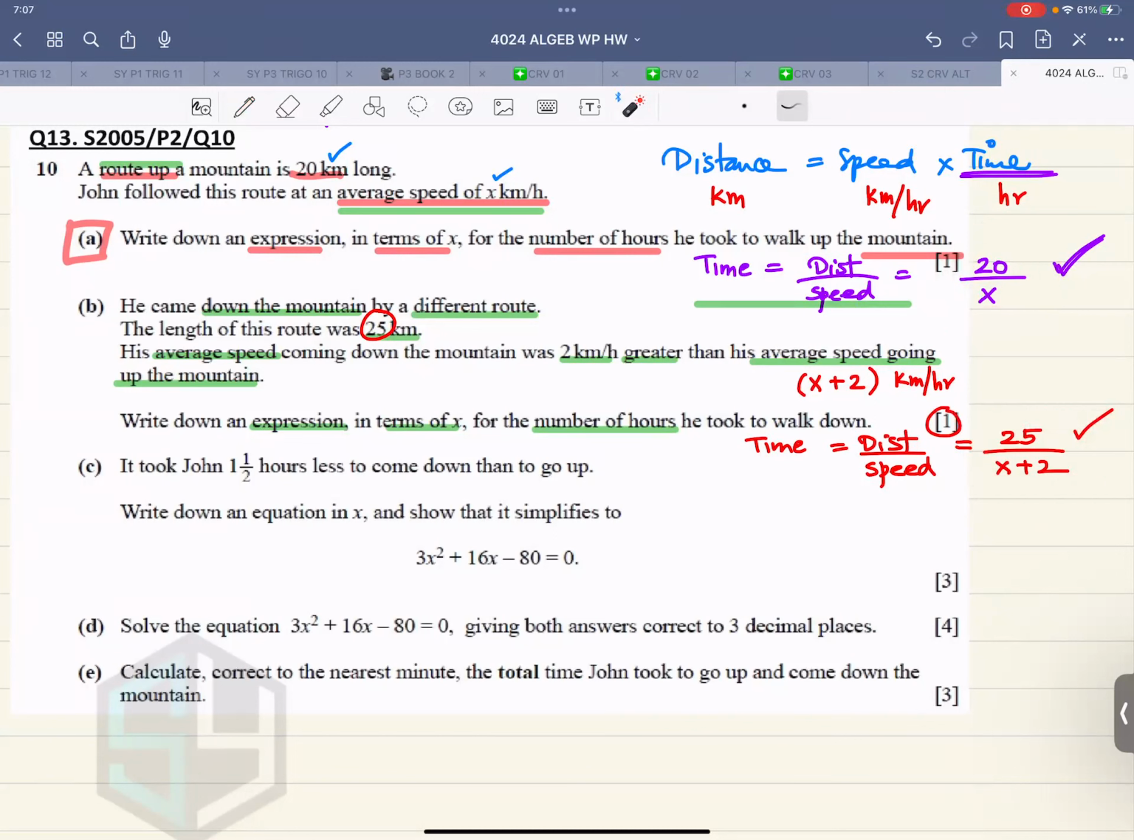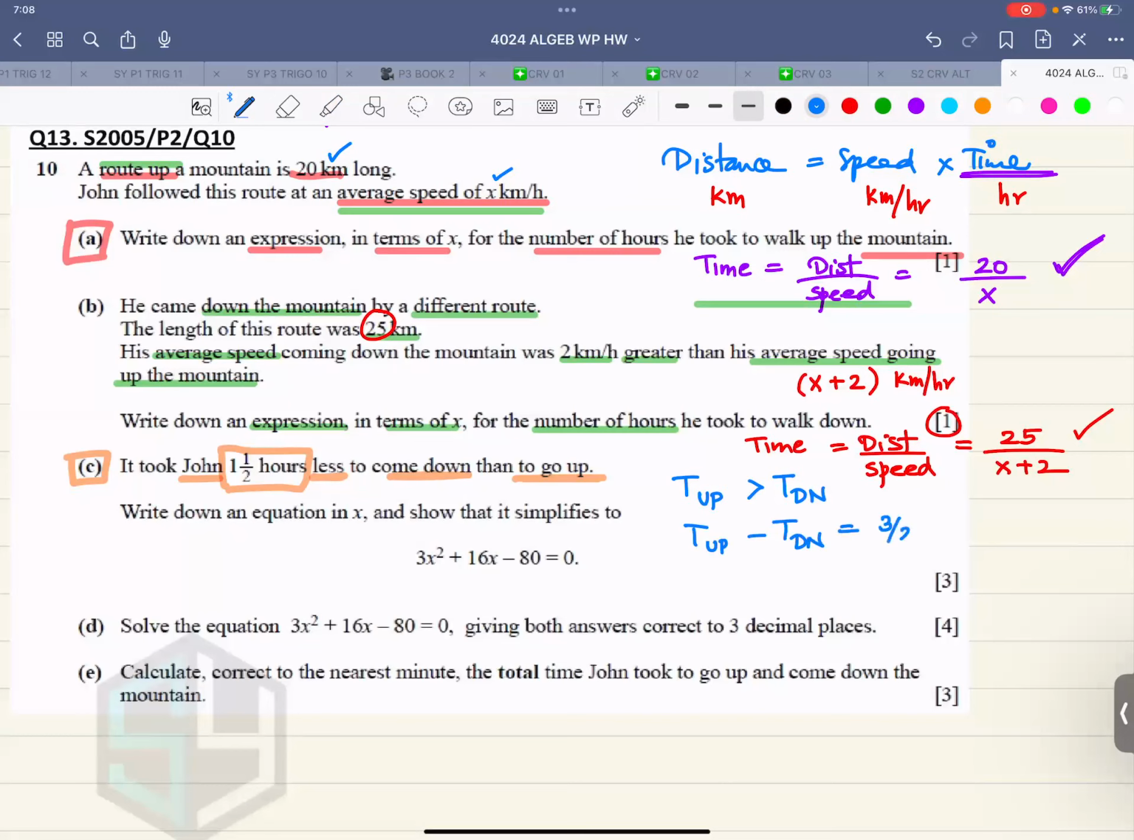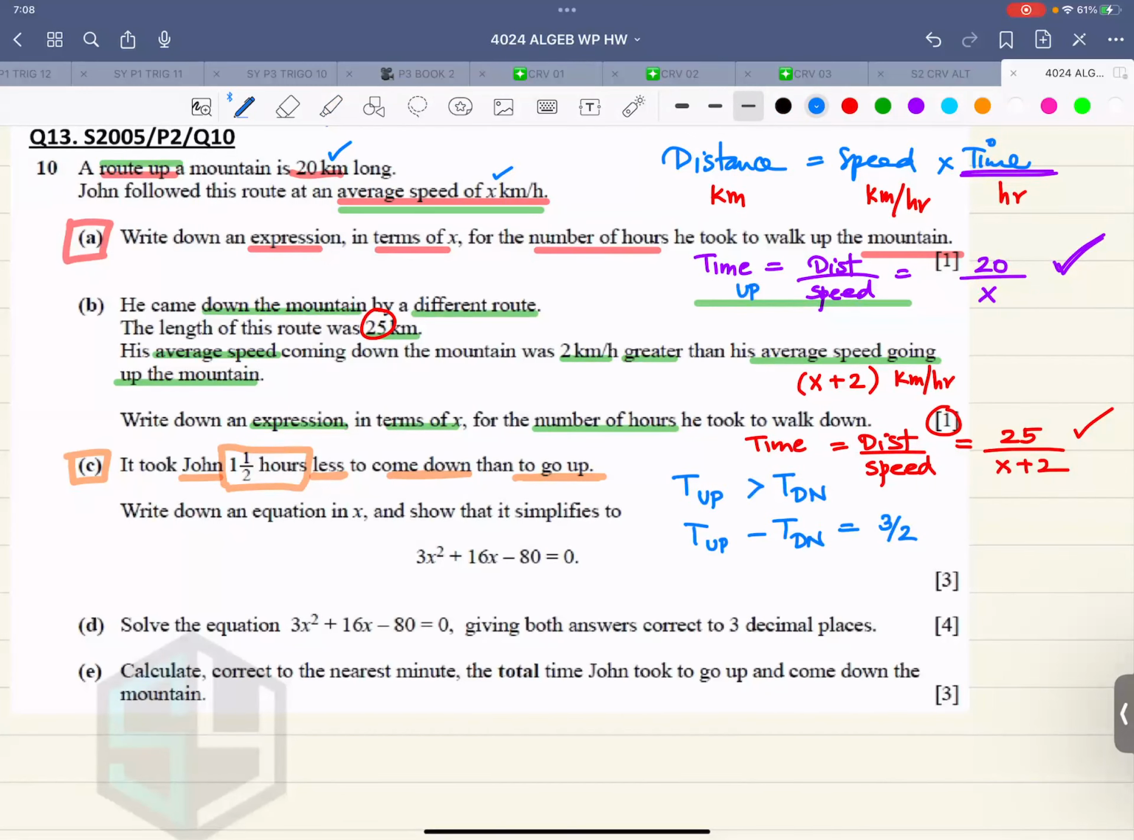Now it says, it took John 1.5 hours less to come down than to go up. What does it mean? It means that the time to go up is greater than the time to come down. Therefore, time up minus time down should equal 1.5, which is 3/2 of an hour. The time written in purple is the time to go up. The time written in red is the time to go down. So therefore, 20 over X minus 25 over X plus 2 equals 3/2. So let me just do this correction over here. This is 25 over here, and that is the equation. This will earn me one mark. So let me write one mark over here.